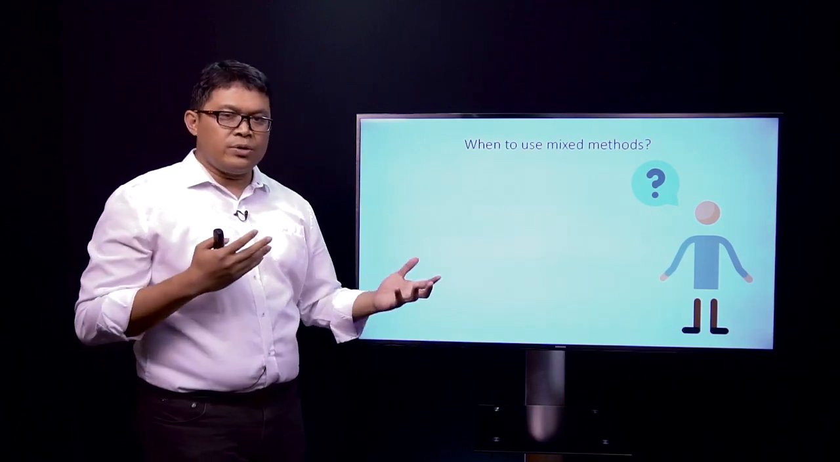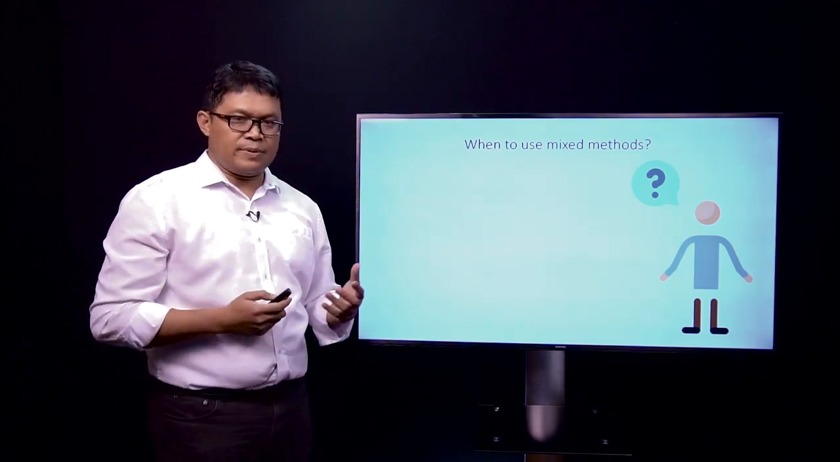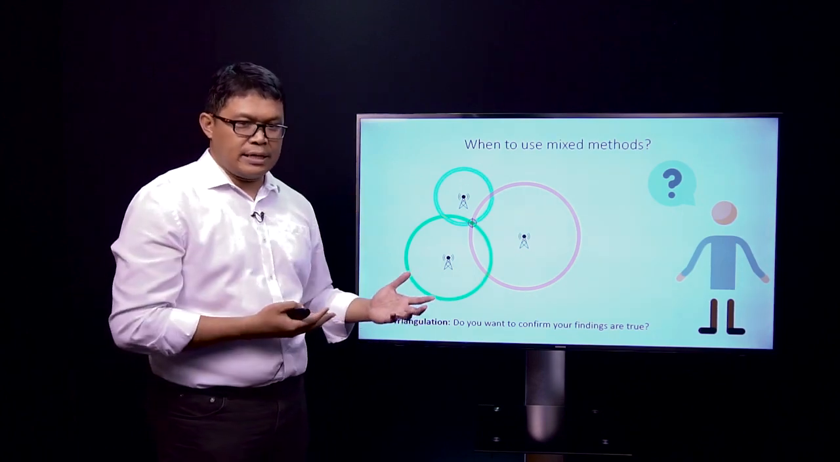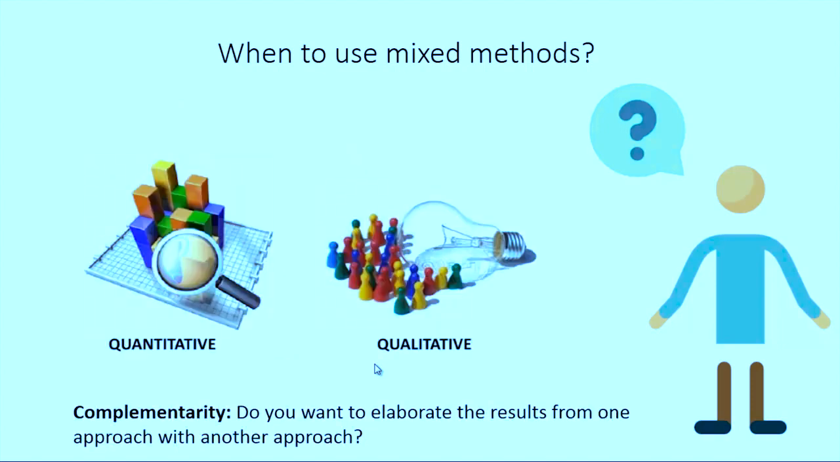So we already talked about quantitative and qualitative study. So when do we need to use mixed method? There are several conditions that we can use mixed method. For example, that we want to have a triangulation. Here we want to confirm the findings with different study design, so that if we have similar findings, then it confirms the reality. We can also use the mixed method as a complementarity, whereby we want to elaborate result from one approach with another approach.